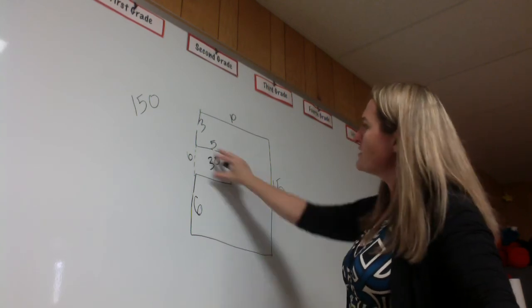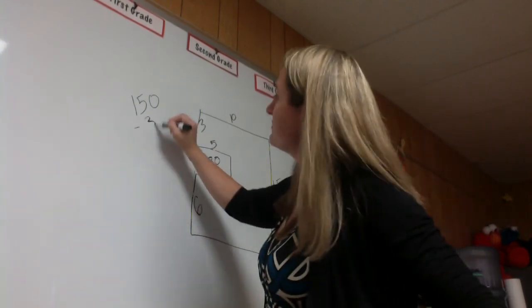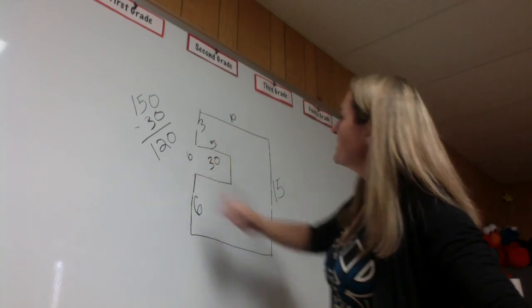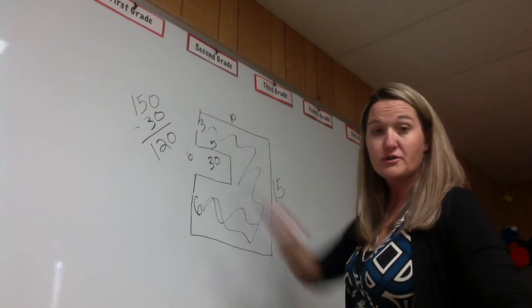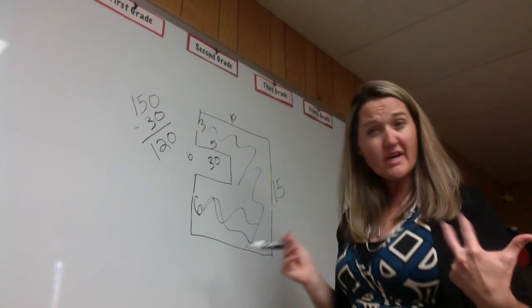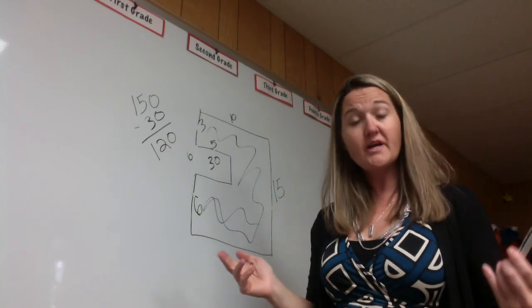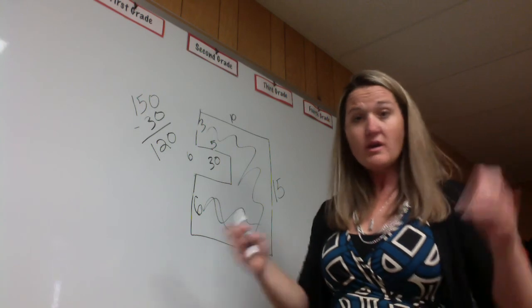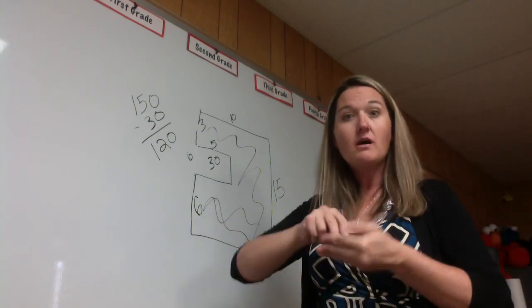Now that I know the area of this little chunk that's going to come out, I can subtract it. 150 minus 30 is 120. So now the area of this shape is 120. You'll have a couple different little shapes on your sheet to figure out, but just remember, break it into pieces you do know how to find the area of and add or subtract or do whatever you need to do to come up with the overall area. All right, well, good luck.